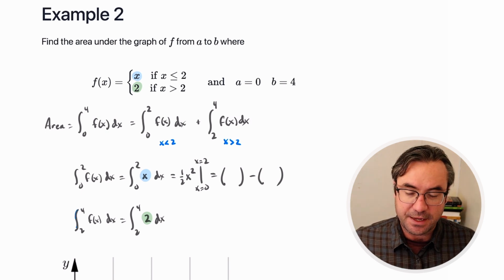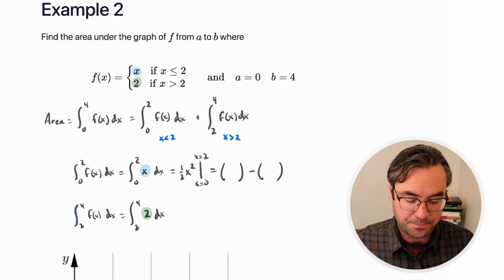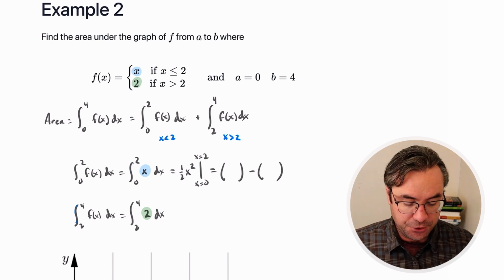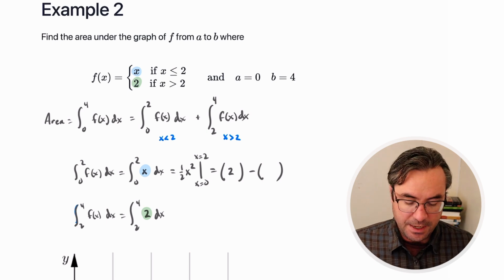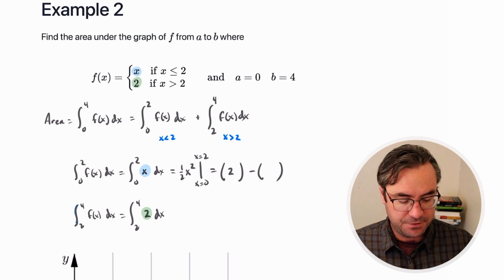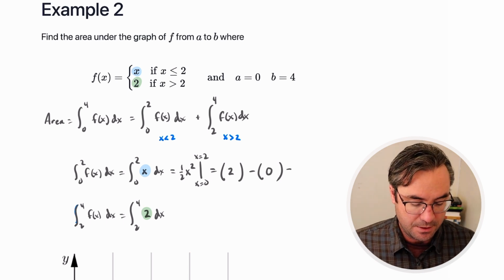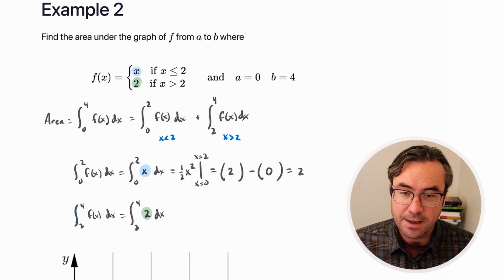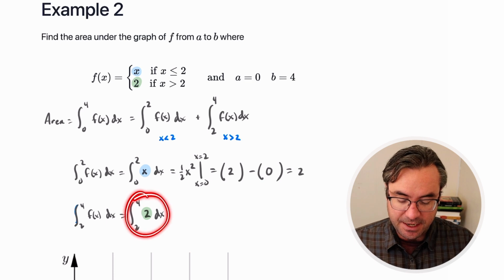So when we plug the 2 in there, we're going to get 4 divided by 2, which is 2. And when we plug the 0 in, we're going to get 0 times 1/2, so just 0. So that first integral is 2. And then we calculate the second integral.